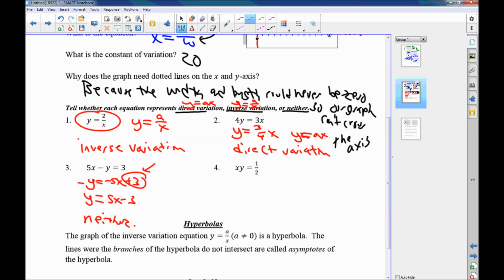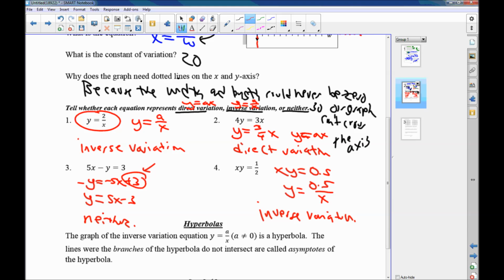All right, and number 4, I'm going to first rewrite this as 0.5 to help us understand what's going on. I'll divide both sides by x, so this is 0.5 over x. And that fits our y equals a divided by x form, so this is inverse variation.